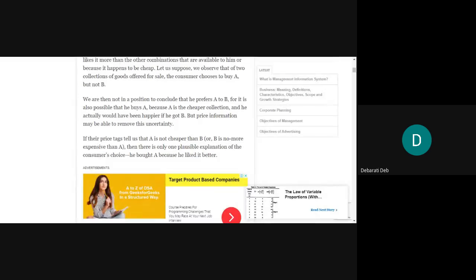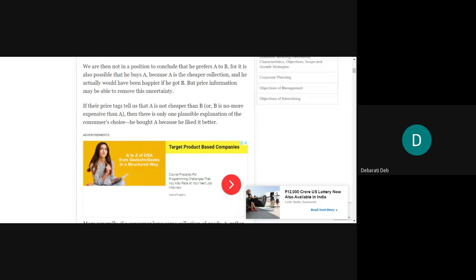Now, as we don't know what the prices of goods A and B are, we are not in a position to conclude that the consumer is preferring A to B. A might have been a cheaper collection, and actually due to the price he has preferred A, but had the price of B been cheaper, he would have preferred B. So as long as we don't know the price of the good, we cannot conclude that the consumer is preferring A to B.